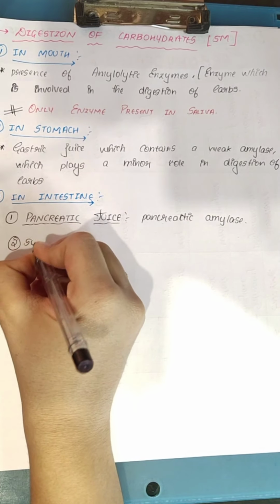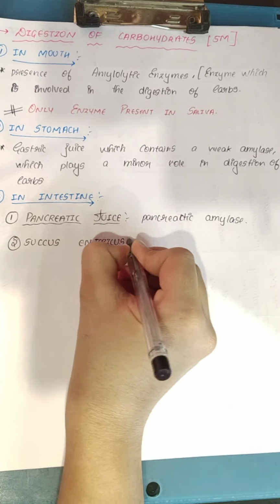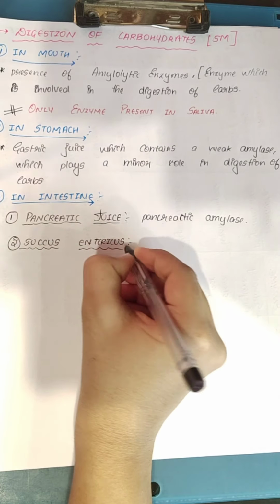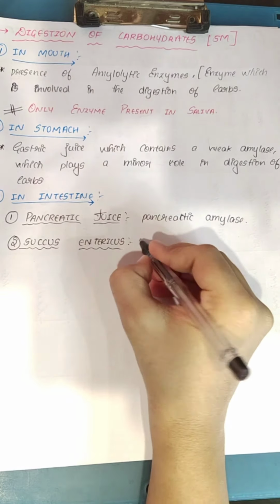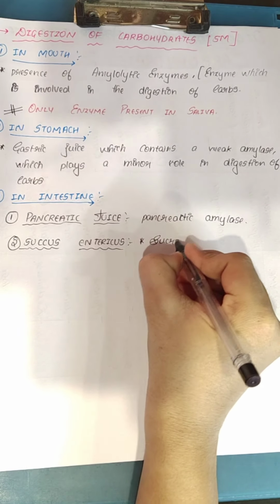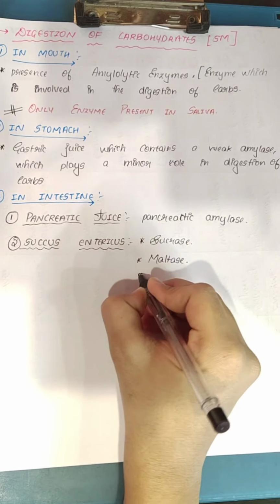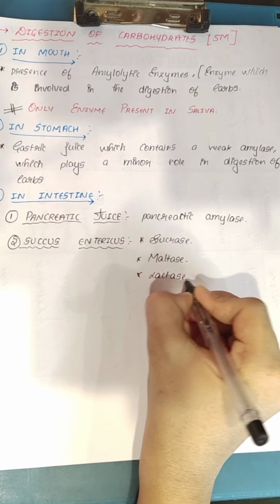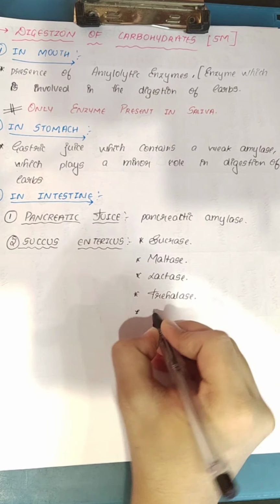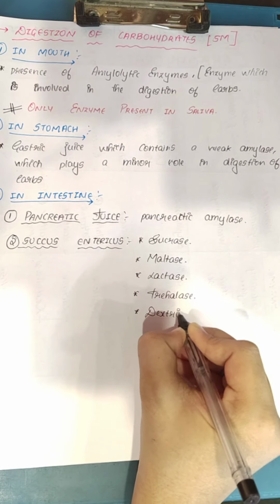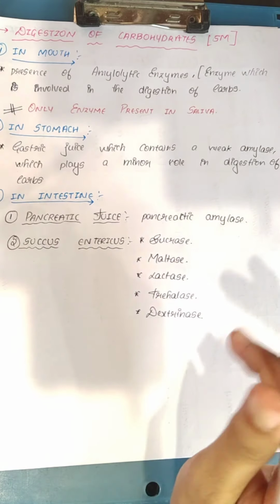And the second one is succus entericus, which mainly consists of five main enzymes. First one is sucrase, maltase, lactase, trehalase, and dextrinase. So these are the five main enzymes present in the succus entericus.